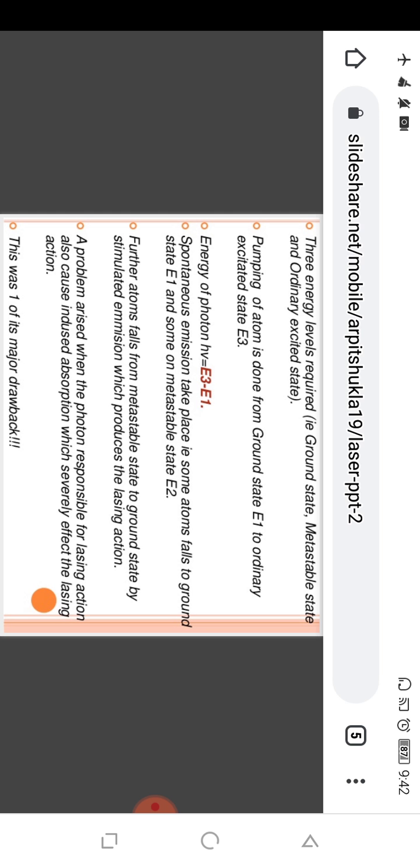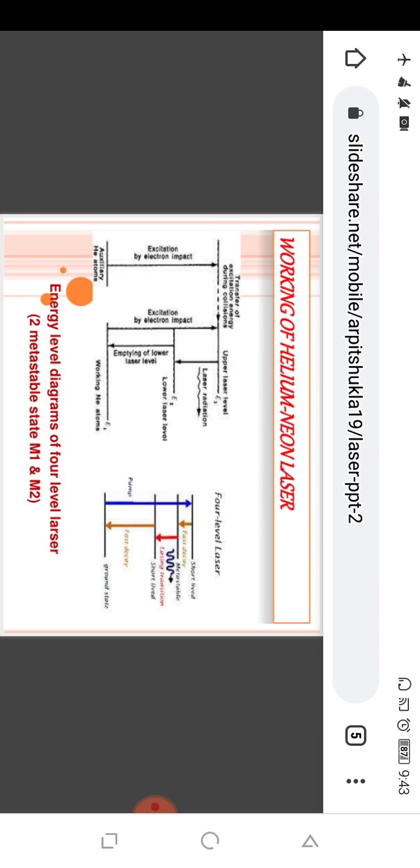but it has one major drawback. The major drawback is that the photon which is responsible for this laser action can also induce absorption in the whole process, which may decrease the efficiency of the stimulated emitted radiation. Henceforth, we are going to go for a 4-level laser, and this is the working of helium neon laser.